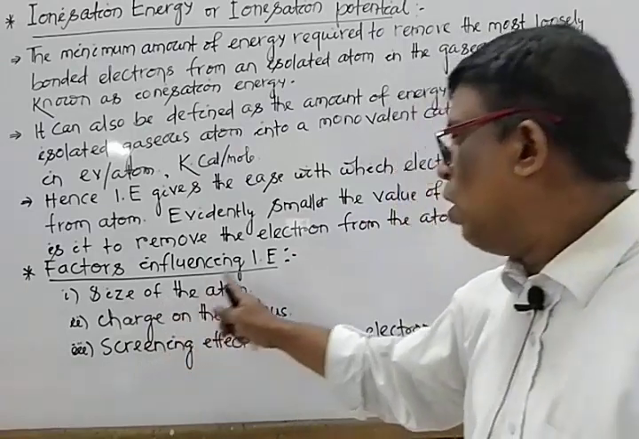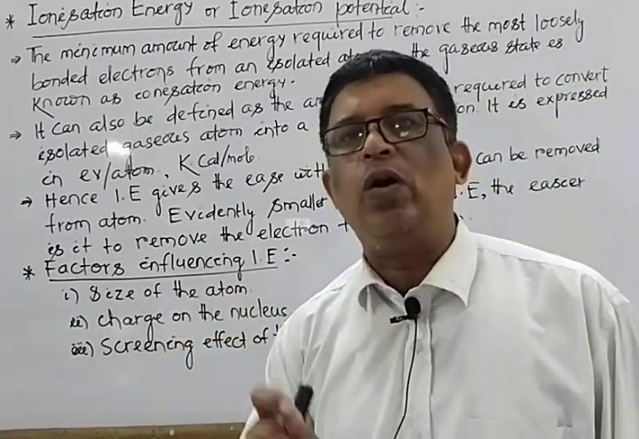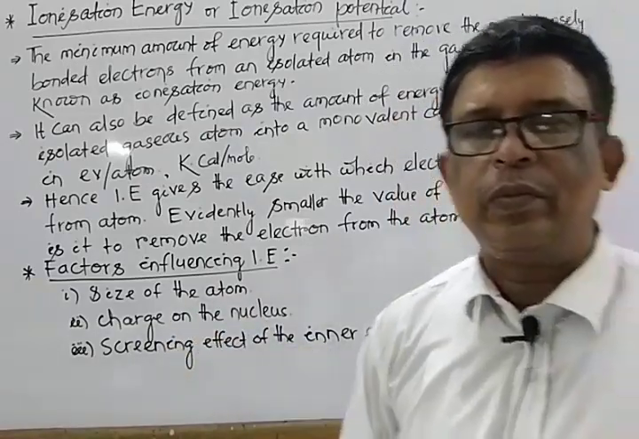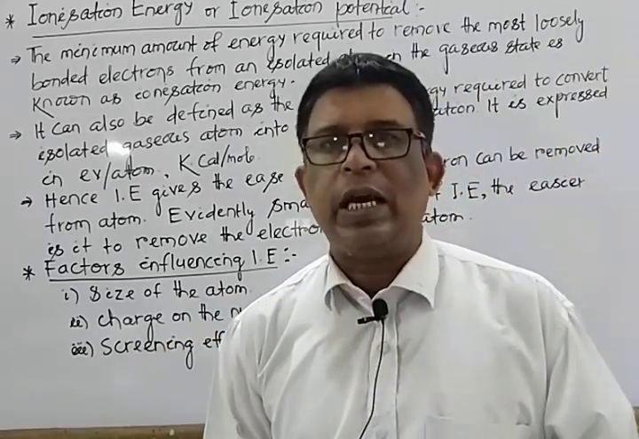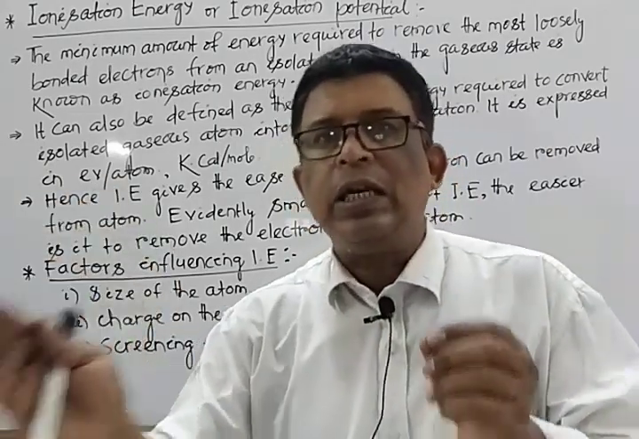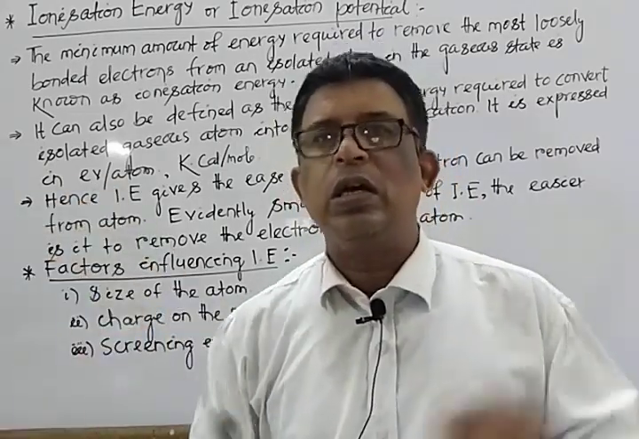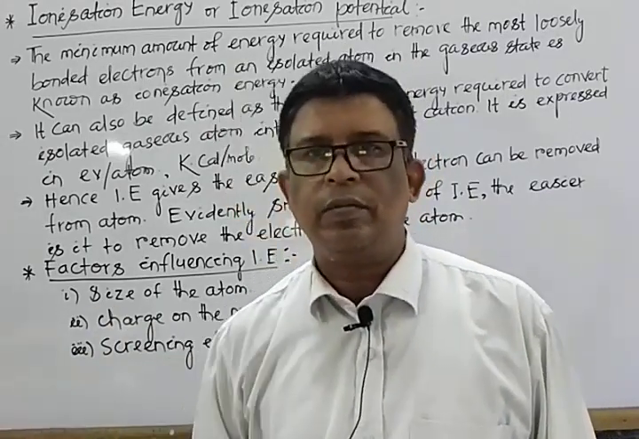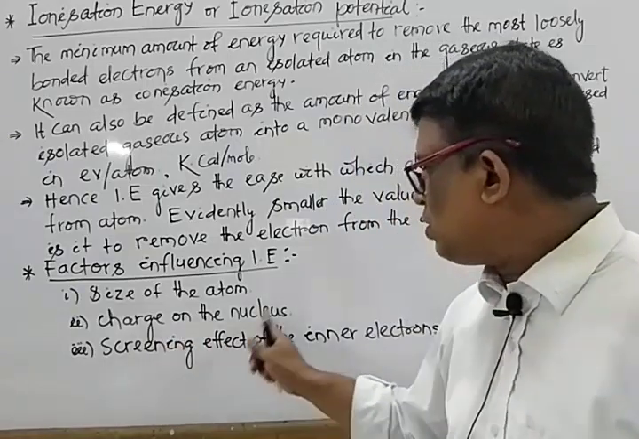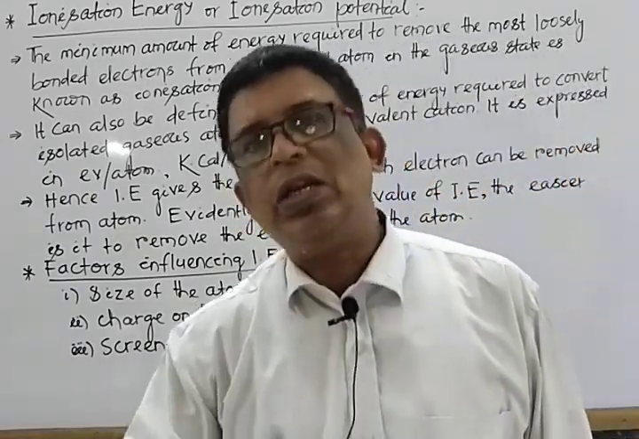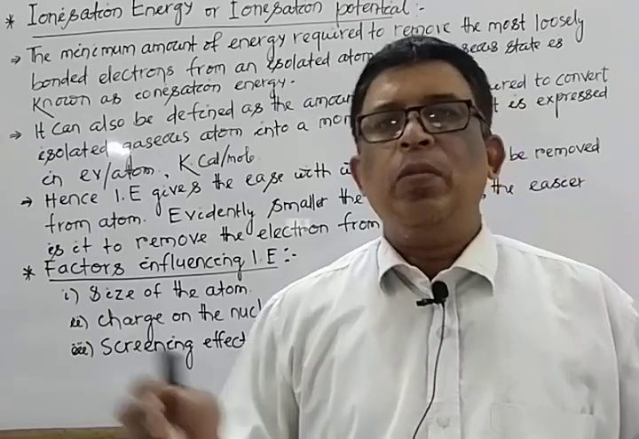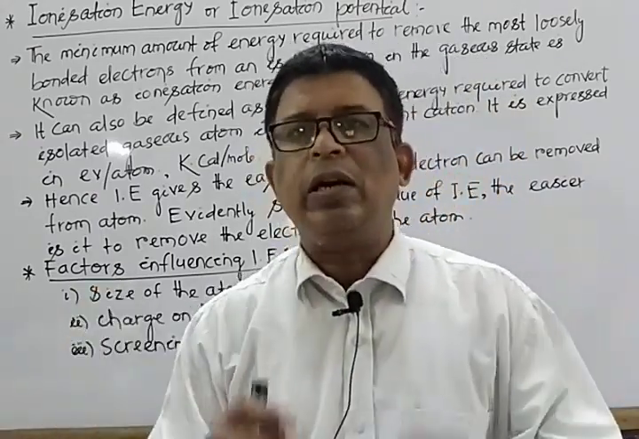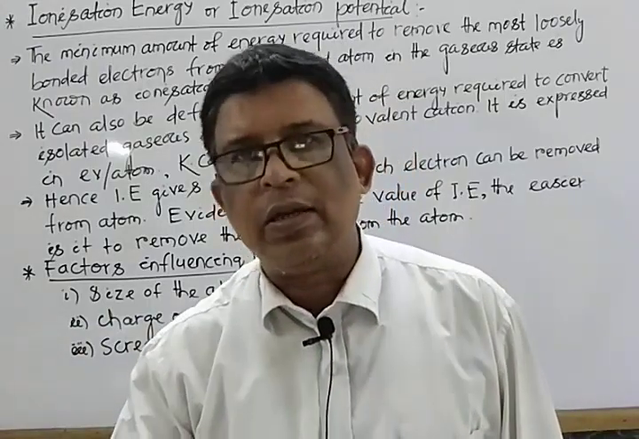Then we discuss what are the factors affecting the value of ionization energy. Most important two to three points: size of the atom. That means if the size is smaller, it indicates that the valence electron is nearer to the nucleus, tightly bonded, so the value of ionization energy is higher. Next one is charge on the nucleus. If the nuclear charge is higher, then there is more attraction between the nuclear charge and the valence electron. That is more tightly bonded, so the ionization energy is higher.